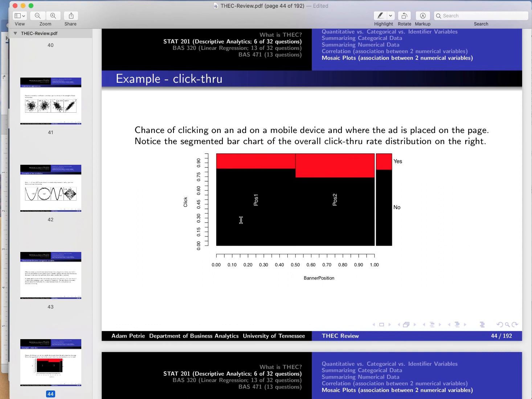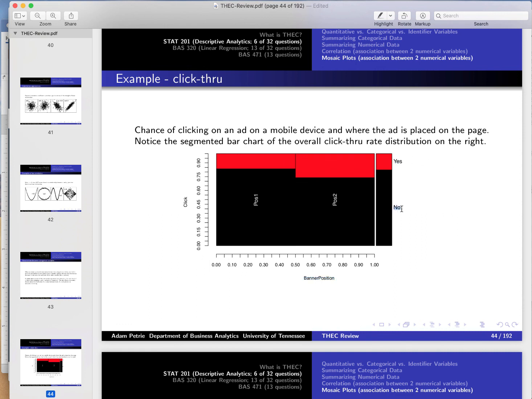A bar chart is just giving us the percentage of different categories that we find in one level of our grouping variable. So for instance, let's imagine that I'm studying the click-through rate of different ad designs. So I have two designs here, position 1 and position 2. So banner position is one of my two categorical variables. And then the outcome of each visit is either a click, yes, or a no.